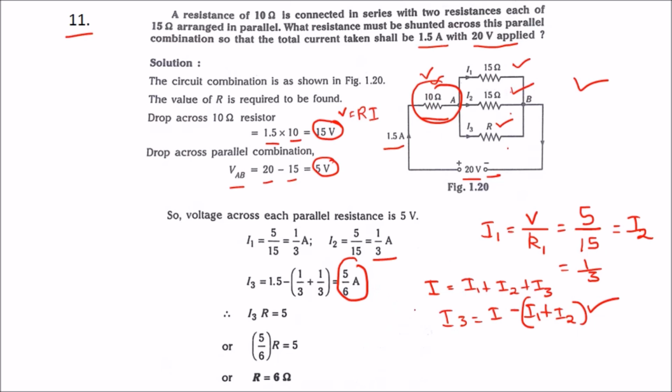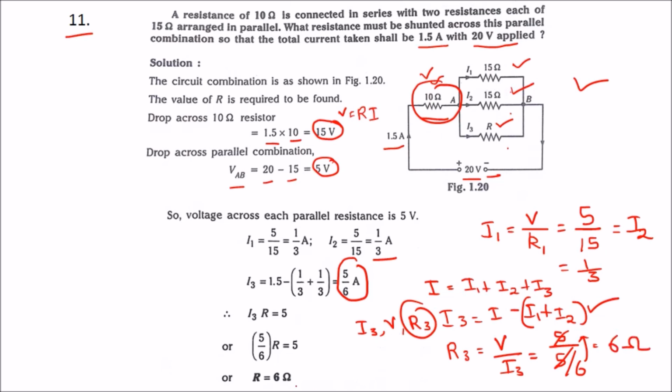Now we know I3 and V, so we need to find R3. R3 is equal to V by I3. V is 5 and I3 is 5 by 6. So this 5 cancels and the 6 goes up, therefore it is 6 ohms.